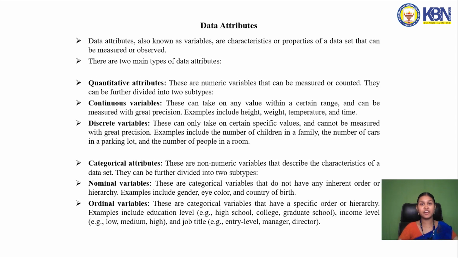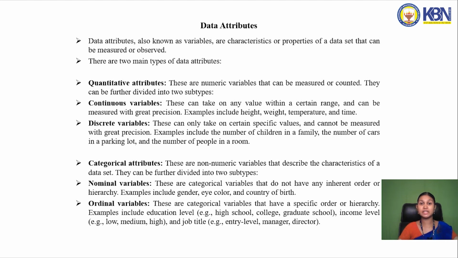Next one, data attributes. Here a data attribute means a variable, or something you calculate: the characteristics of the data and the properties of the data, which can be measured or observed. Here there are two types of attributes. Recently I discussed what a qualitative attribute and a quantitative attribute are. Let us see the two types of attributes.